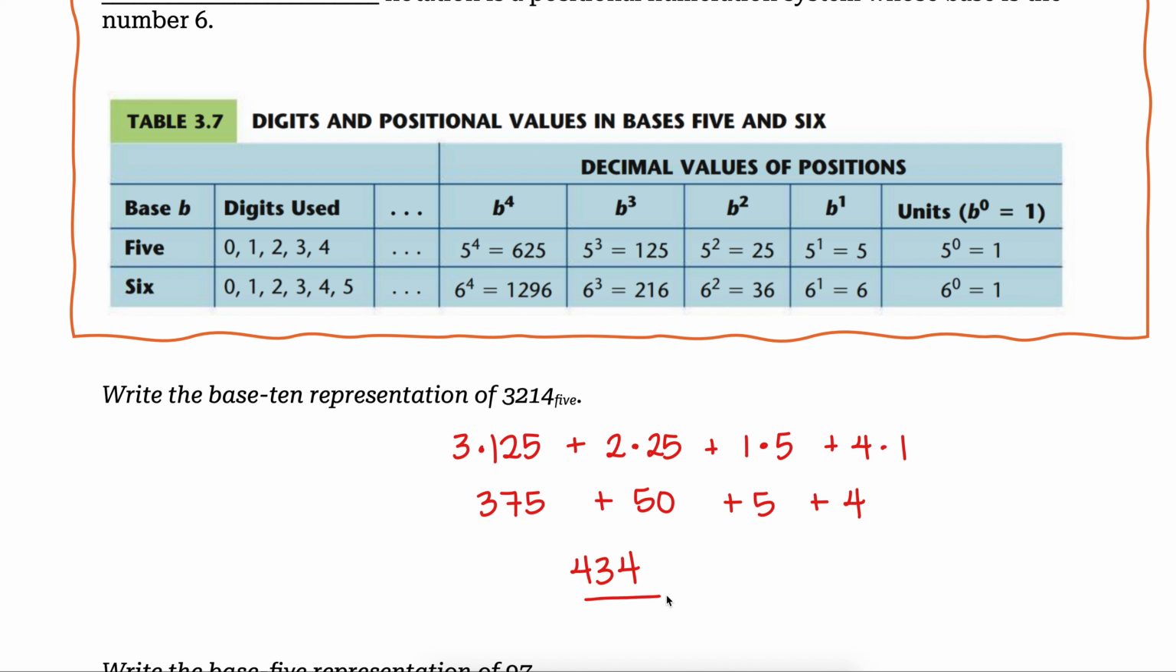Because base 10 is our standard base, we don't write a 10 down here. When you see a number written like the 434, think base 10. If it's a different base, it will be explicitly labeled.